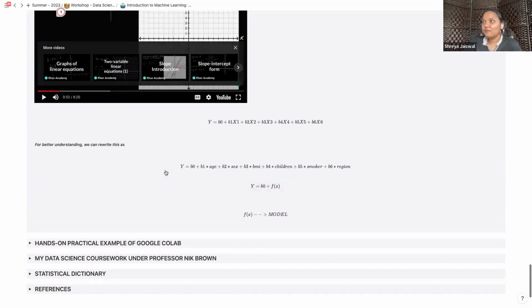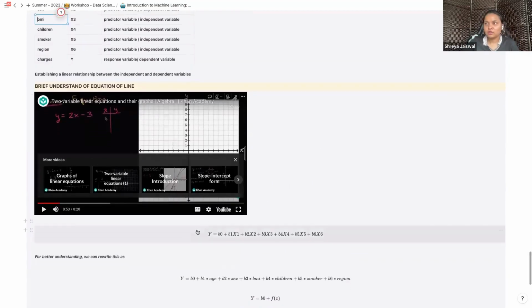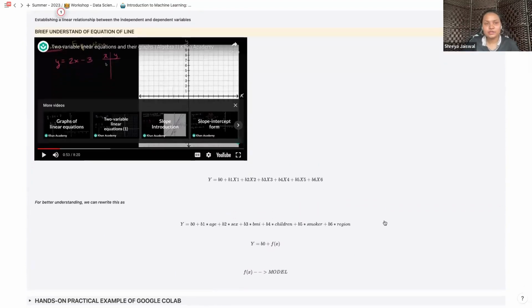So this is a very basic and a very general overview of how a multiple or even a simple linear regression works. So any question based on this particular concept which I just explained?